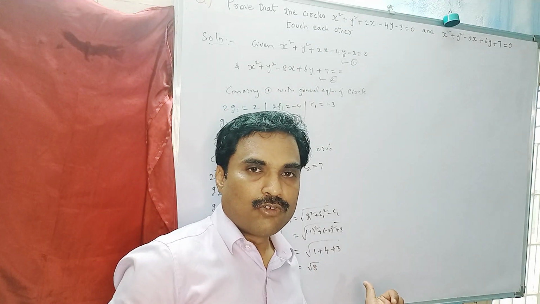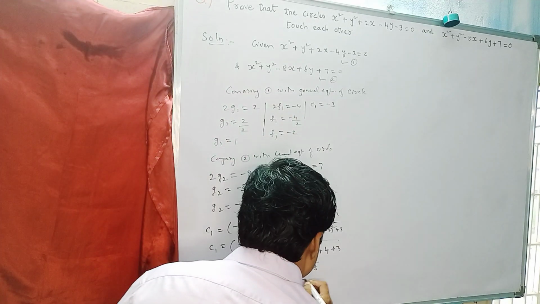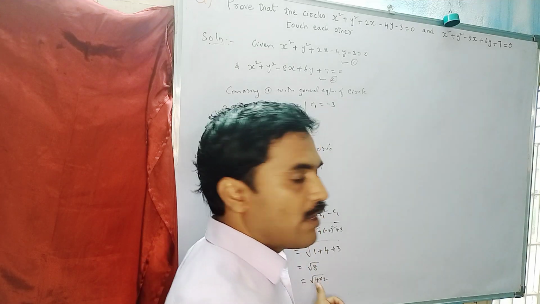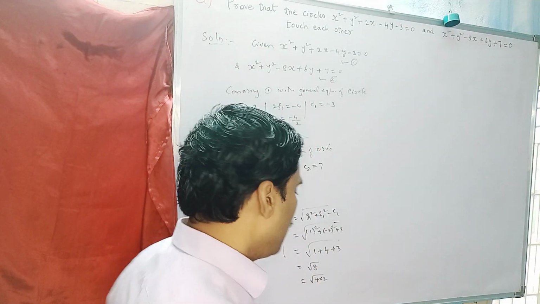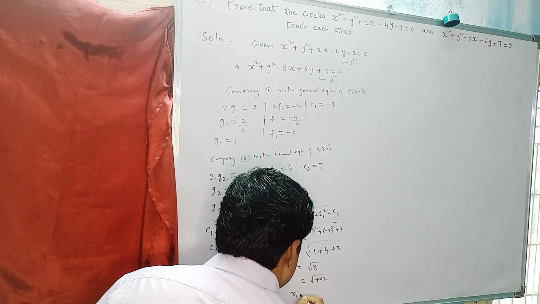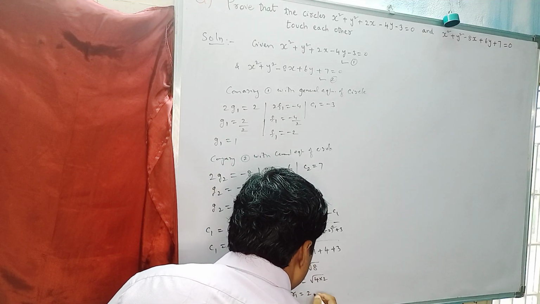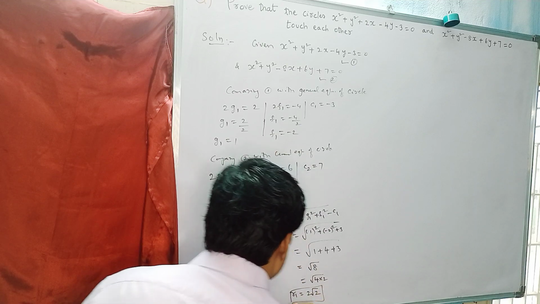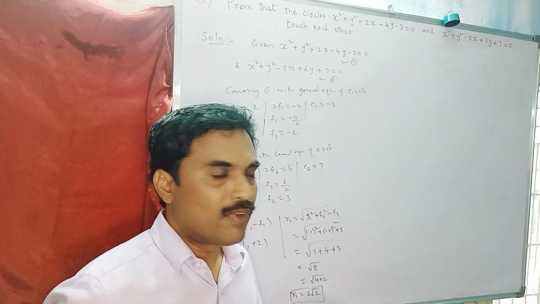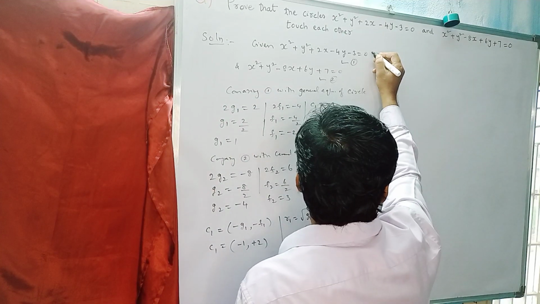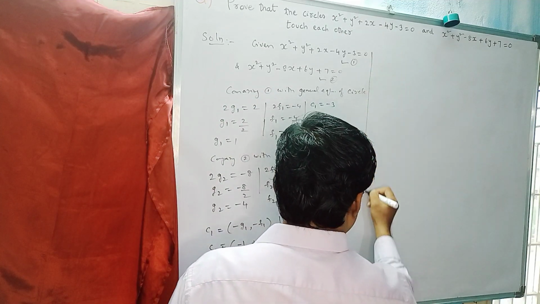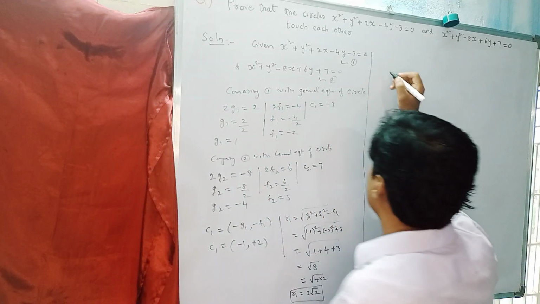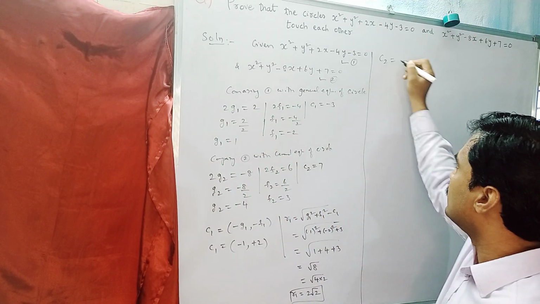So how can you write root 8? Root 8 as square root of 4 into 2. Now I can take 4 outside, so the r1 value is 2 root 2, because the square root of 4 is 2. So you can write 2 root 2. So you got the c1 value and r1 value. Now we find the c2 and r2 from those g2, f2 and c2 values. So what is c2 here? The second center.